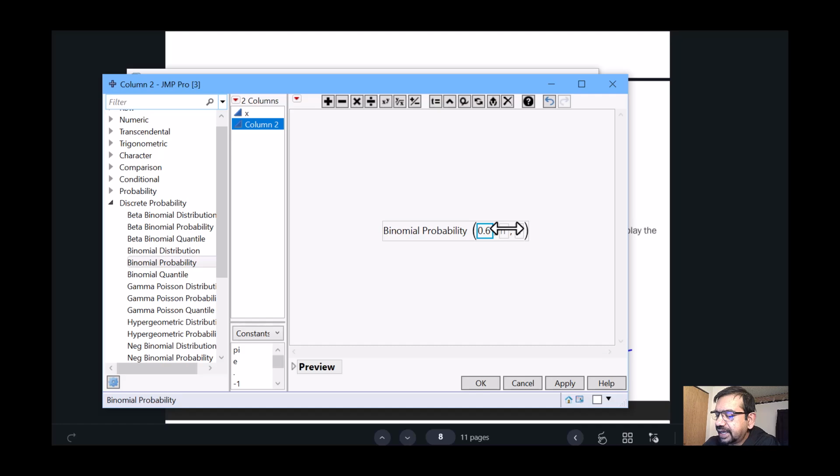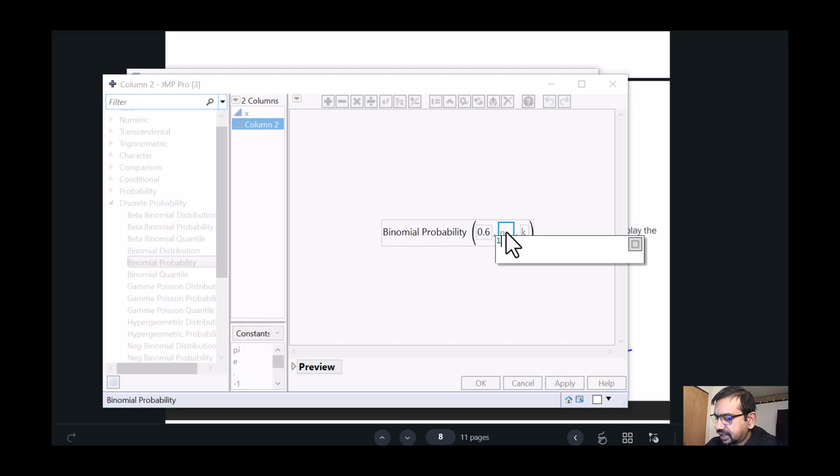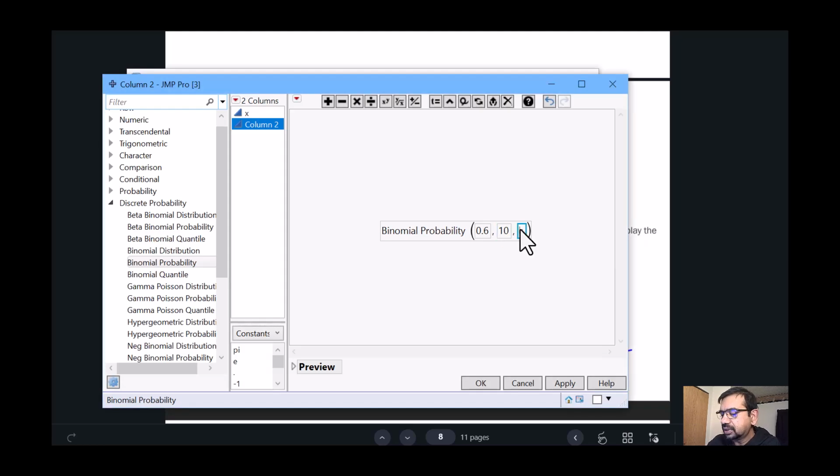And then N is the number of trials. Let's say we do 10 trials. We could have typed in 4 for K. K is like our X, but I can just drag the column there, because now we will get 11 different probabilities for trials ranging from 0 all the way to 10. We click OK.